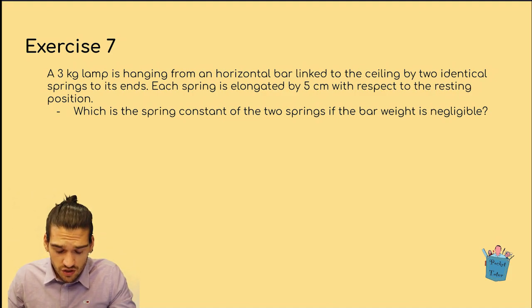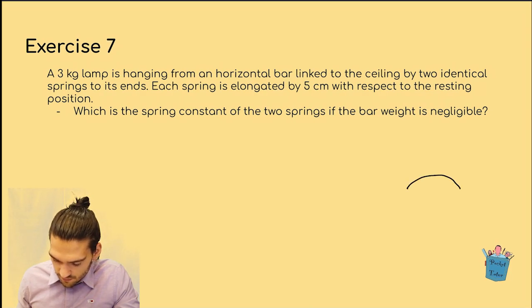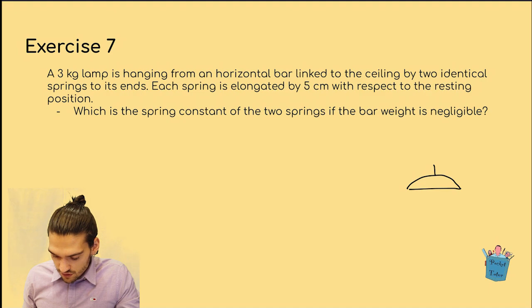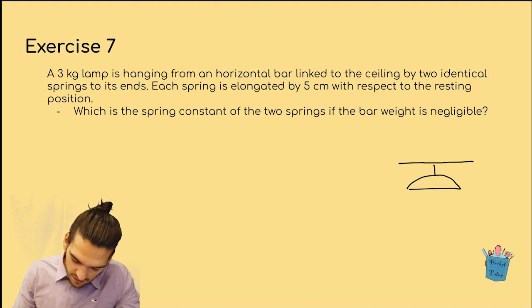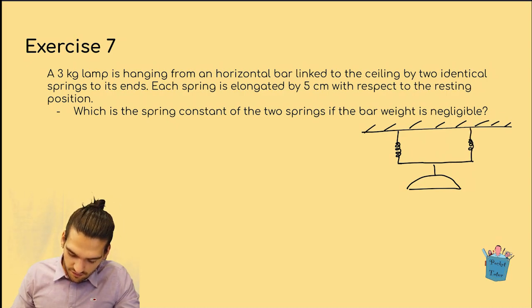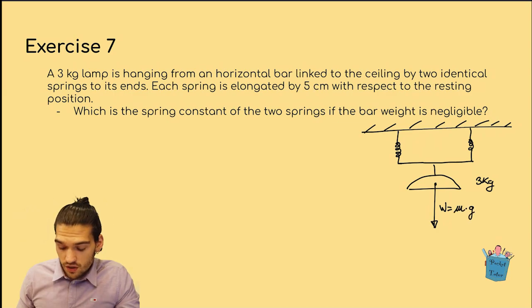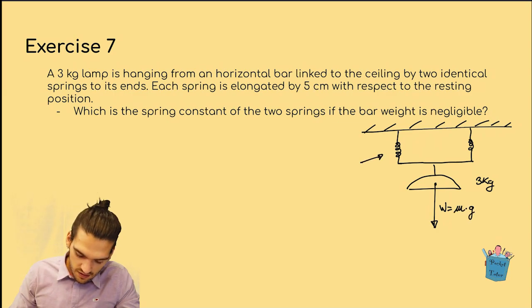Let's try to draw a sketch. So we have a lamp that is hanging from a bar, a horizontal bar, and this one is linked to the ceiling by means of 2 identical springs, like this. And the mass of this lamp is 3 kilograms. So we know its weight, and the weight will be the mass times g. We need to compute the elastic constant k.